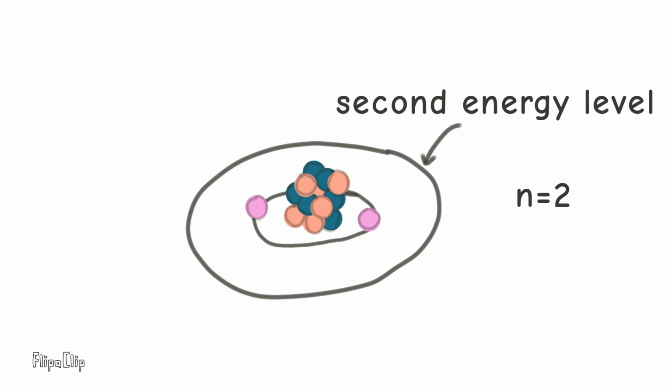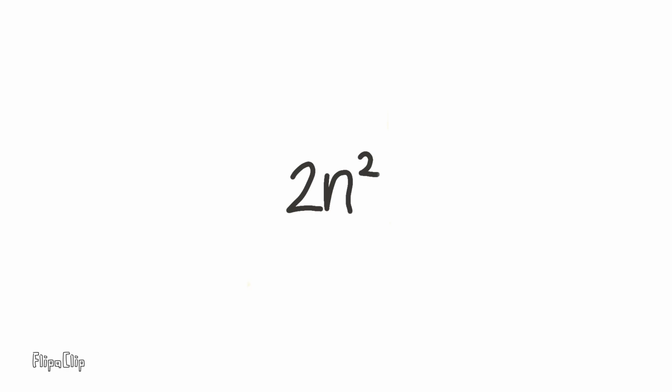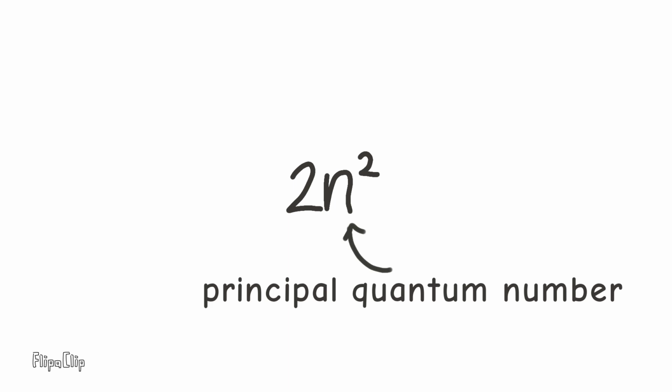Similarly, for the second energy level, n equals 2, and for the third energy level, n equals 3, and so on. The second energy level can hold up to 8 electrons. Now wait a moment. If you're wondering how I calculated the maximum number of electrons in each shell, here's your answer. That's a very simple formula of 2n squared, where n is the principal quantum number.